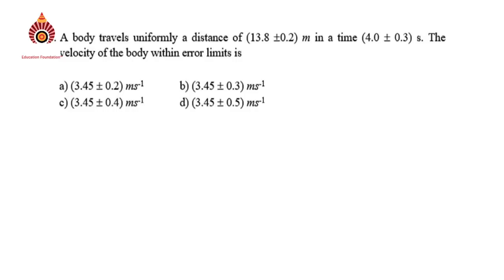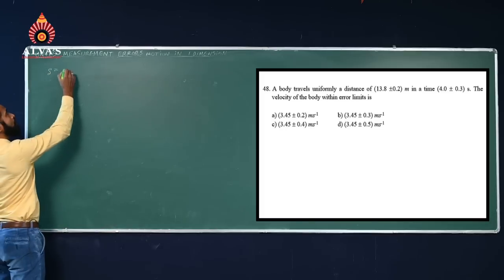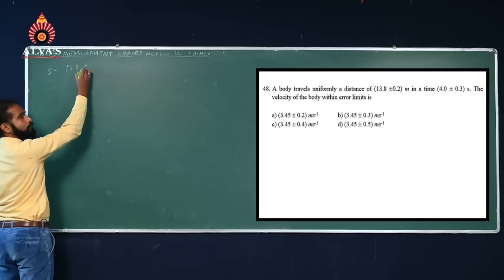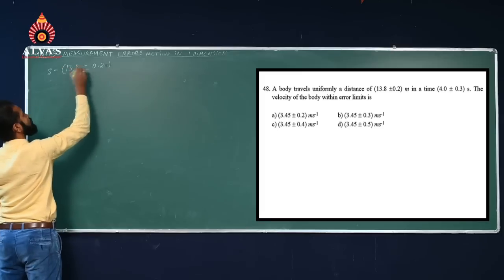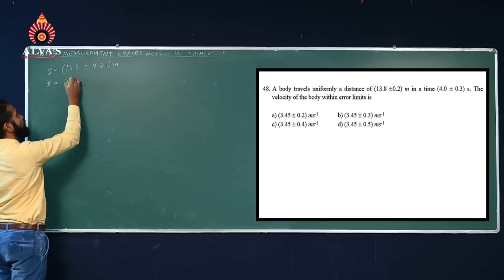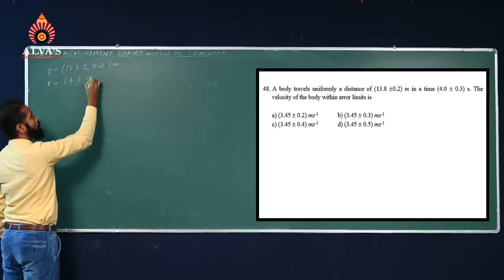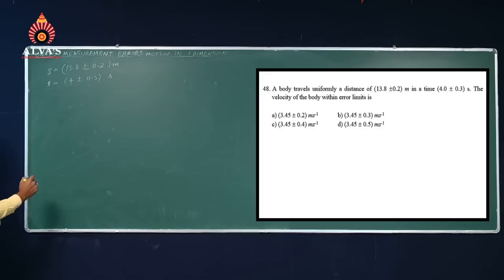Question 48. A body travels uniformly a distance of 13.8 plus or minus 0.2 meter in a time of 4 plus or minus 0.3 second. The velocity of the body within error limits is. Let us list out what is given. Distance traveled by the body is 13.8 plus or minus 0.2 meter, and time it takes to cover this distance is 4 plus or minus 0.3 second. But what is asked is velocity along with the errors.